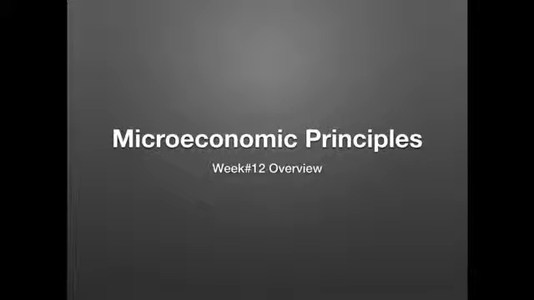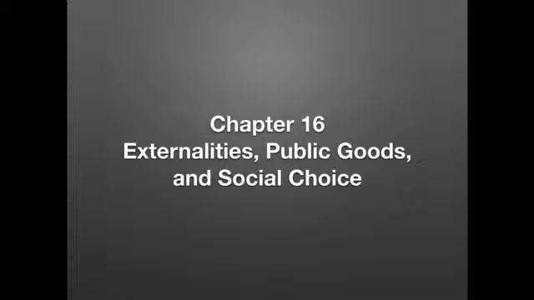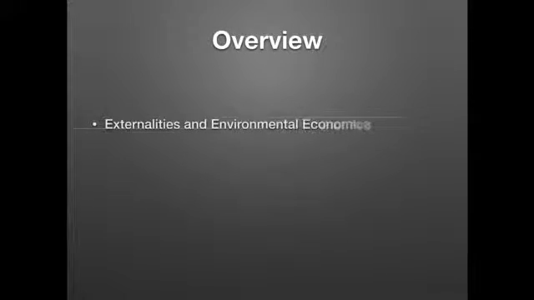Welcome to the Week 12 overview for Microeconomic Principles here at Rutgers University in Camden. And in this week, we're going to be reviewing, amongst other things, Chapter 16, Externalities, Public Goods, and Social Choice. One of the things we're going to be talking about is externalities and environmental economics.